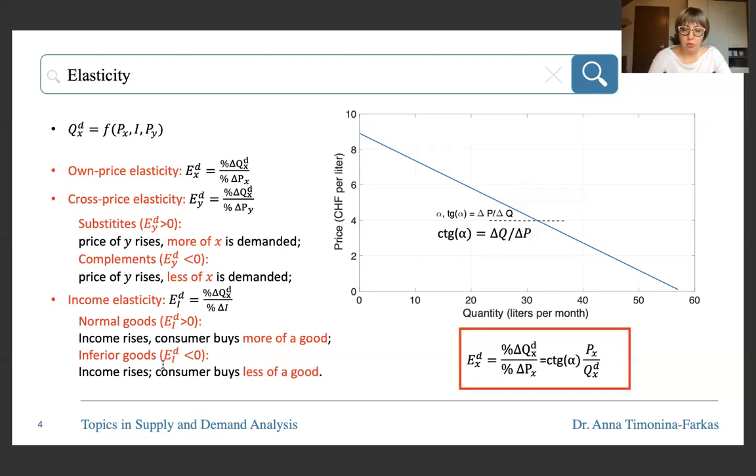So from here, you need to memorize that normal goods and inferior goods come from income elasticity and not own price elasticity. And about the substitution effect and complements, you can decide from cross price elasticity. This is very important, and we will see why in the later slides.